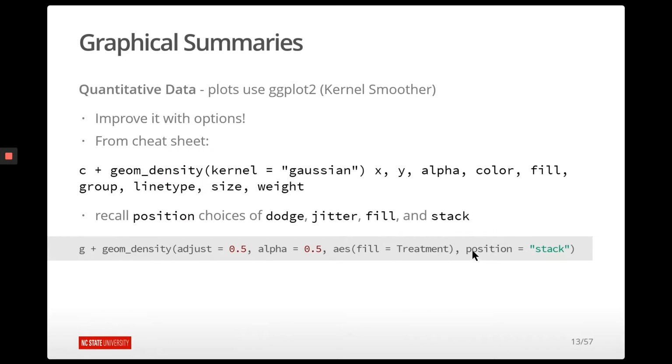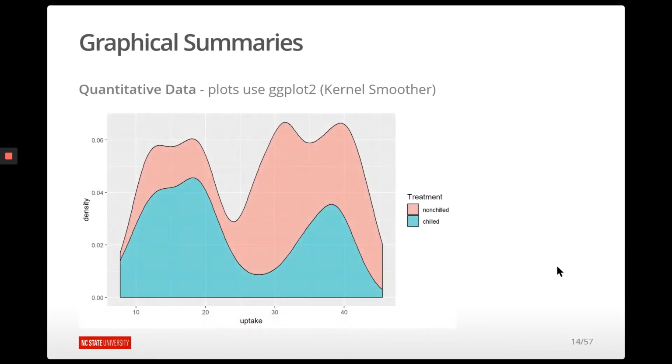So I'm going to add this position equals stack. Again, this doesn't depend on something in the data set, so it does not need to go inside my aes. And so now I've just stacked them on top of one another. So this gives me a little bit better overview of the entire distribution. And I can see sort of where non-chilled and where chilled is playing a bigger role.